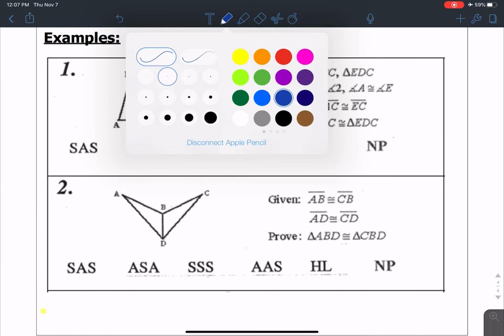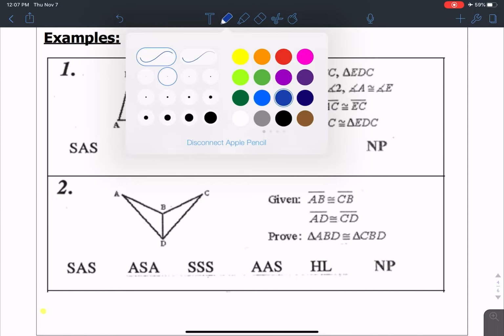And then I'm going to show angle A is congruent to angle E, but at this time I'm going to use the double arc because I've already used a single arc. And then the last thing that I'm going to show is that segment AC is congruent to EC with a tick mark. And then when I look at my picture, I can see angle, side, angle. So angle, side, angle is our way that we are proving that these two triangles are congruent.